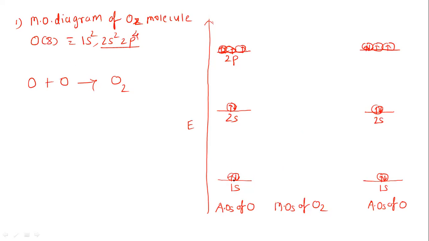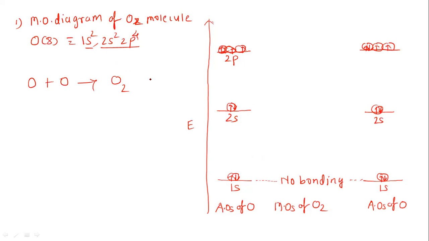So the first orbital is of course 1s, but this 1s orbital does not get involved in the bonding. It remains non-bonding, so no bonding is there, because this 1s orbital belongs to the inner shell, the inner electrons. They do not belong to the valence shell. So no bonding is there.